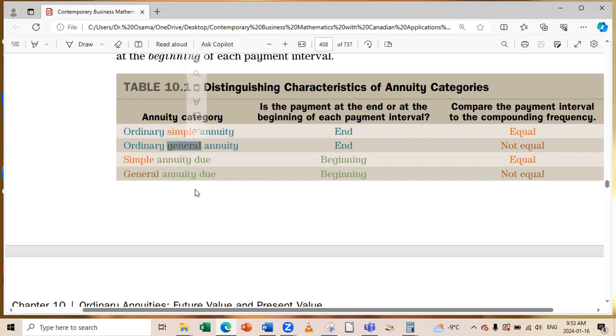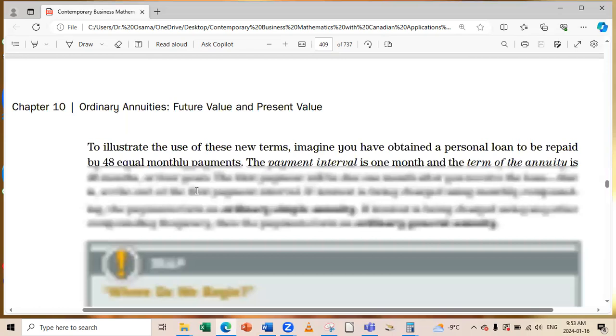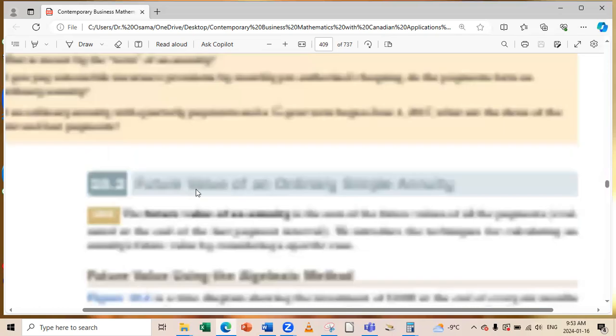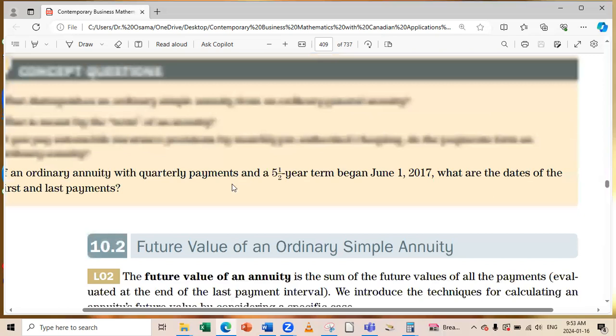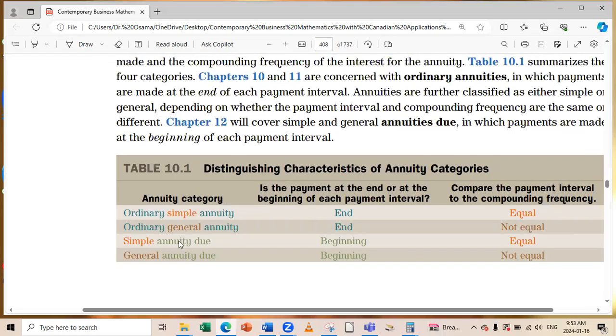As an example, you deposit $100 for 3 years, then you start to deposit $100 for 5 years, and so on. This is the difference between simple and non-simple, or like we said here, general, which is not simple, not regular, not similar in the amount. The amount of the deposit is not similar. Okay.